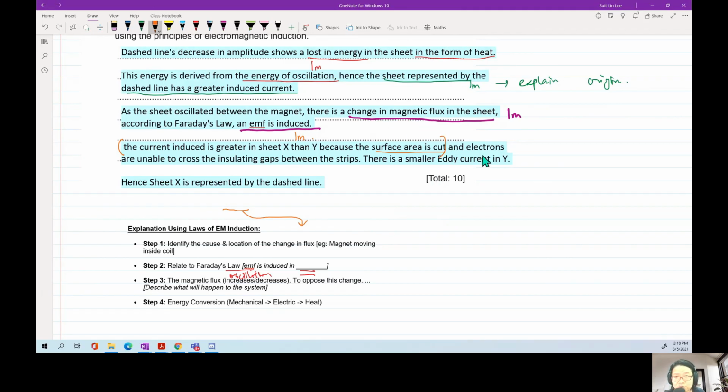But in case they want a bit more explanation, you say electrons cannot cross the insulating gaps between the strips. So the eddy current cannot build up in Y. Okay, and then leading to the answer is 1 mark. Sheet X is represented by the dashed line. Yep.